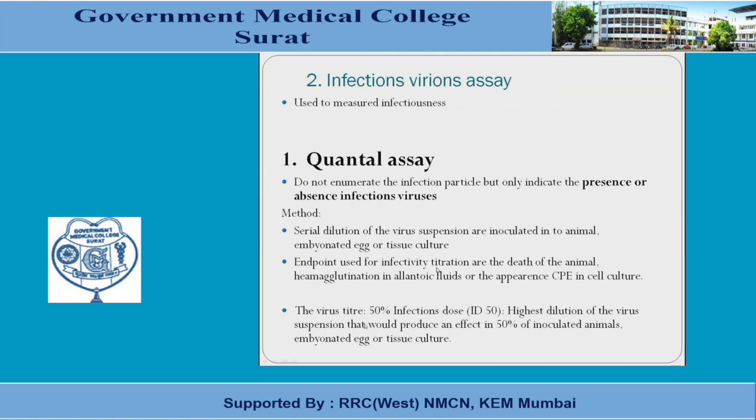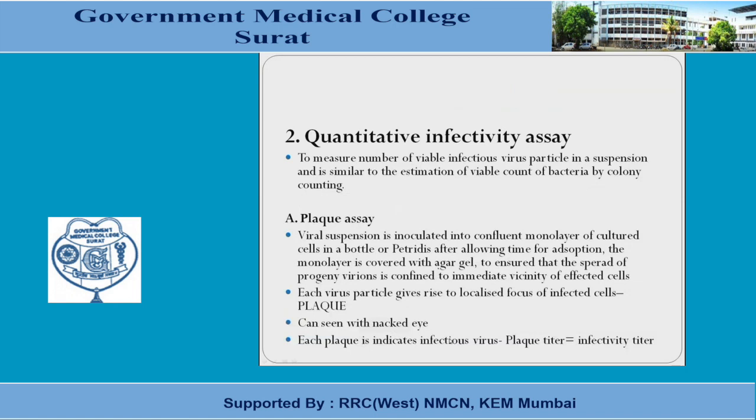So the virus titer is the 50% infectious dose, ID50. It is the highest dilution of the virus suspension that would produce an effect in 50% of inoculated animals, embryonated eggs or tissue cultures. Then the quantitative infectivity assay measures the number of viable infectious virus particles in a suspension and is similar to the estimation of viable count of bacteria by colony counting.